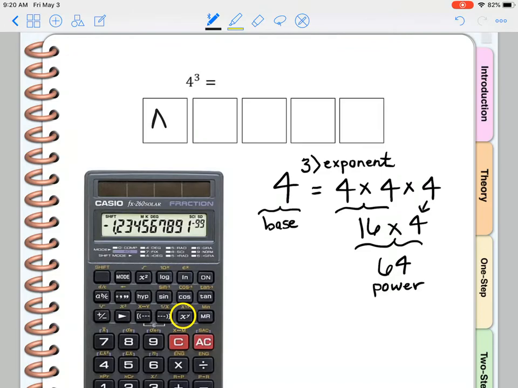All clear. 4, exponent key, 3, equals is always my last step. And you should get 64 as your answer. So this is how you do an exponent.